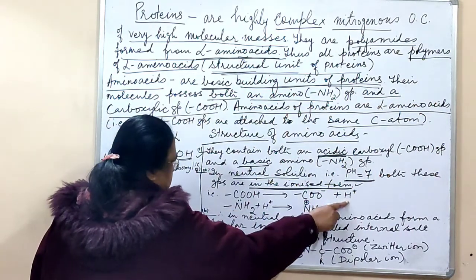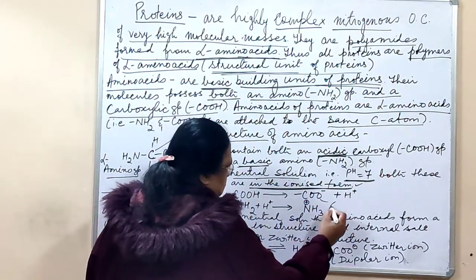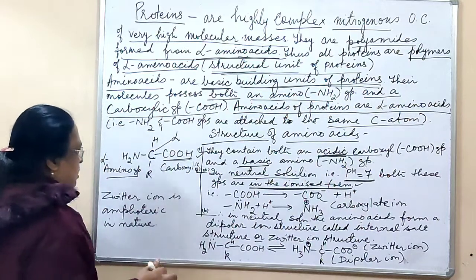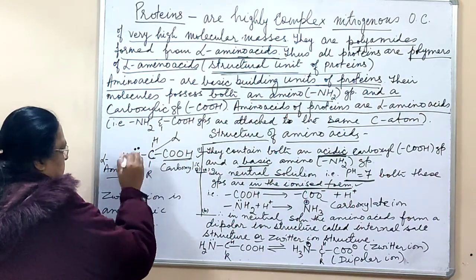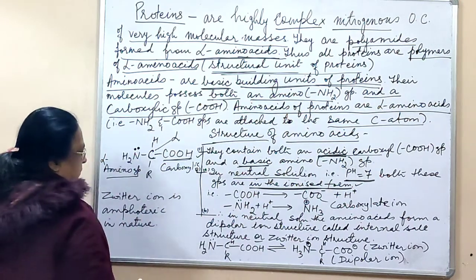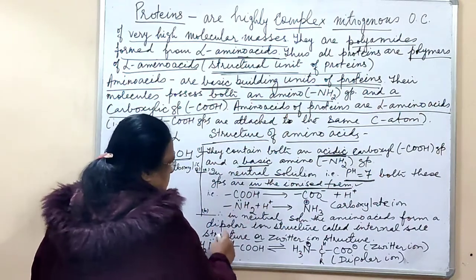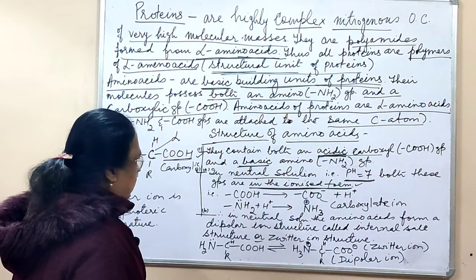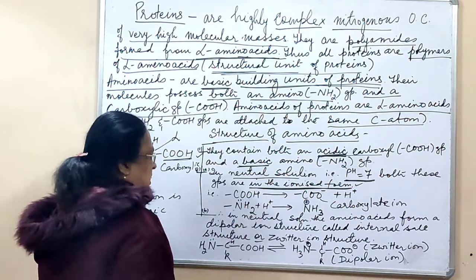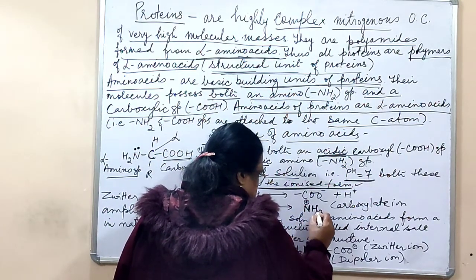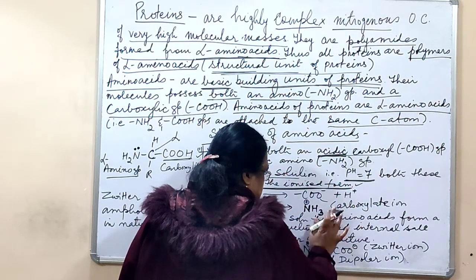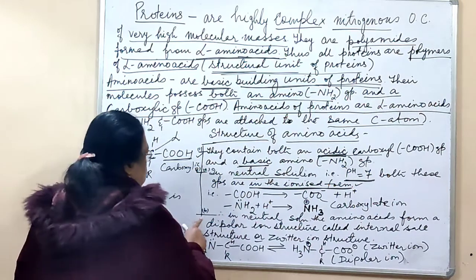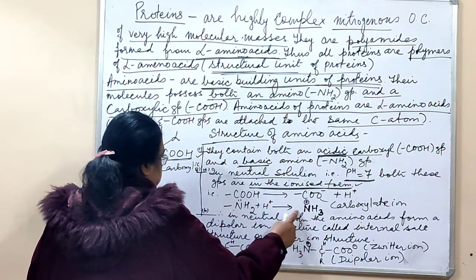It will liberate one hydrogen ion and turn into a carboxylate ion. This is the carboxylate ion, and a proton. This proton released from here is trapped by the lone pair of electrons present on the amino group, and a coordinate bond is established. You can see here NH3 plus. This is called ammonium, or rather positive ammonia, the cationic form of the amino group. Okay, NH3 plus ion.